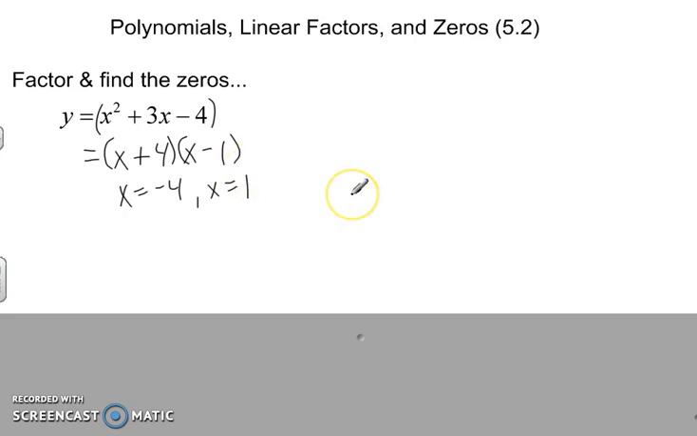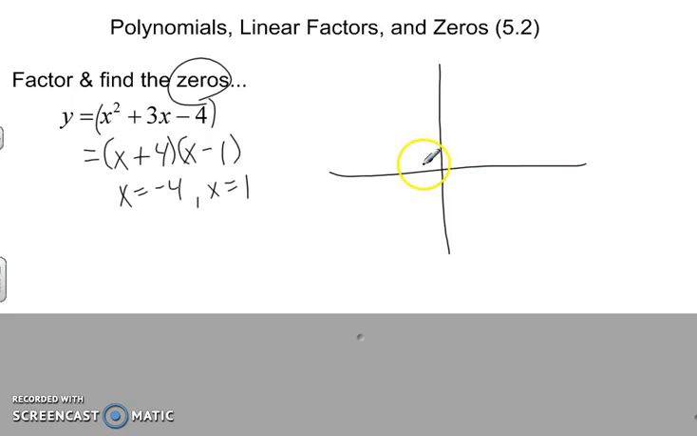So the connection I want you to make is really with the graph here as well. So a zero of the graph looks like this. It's where the y value is 0. So 1, 2, 3, 4. This is the x-axis, and 1. So there's going to be a solution at negative 4 and a solution at 1. The ordered pair there would be 1, 0, and the ordered pair there would be negative 4, 0.